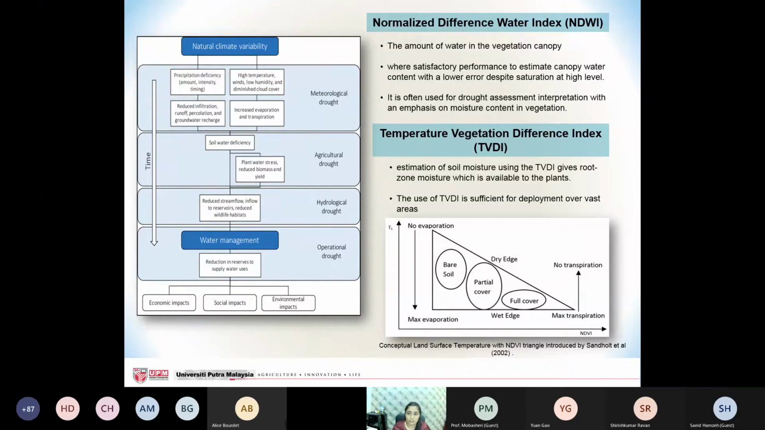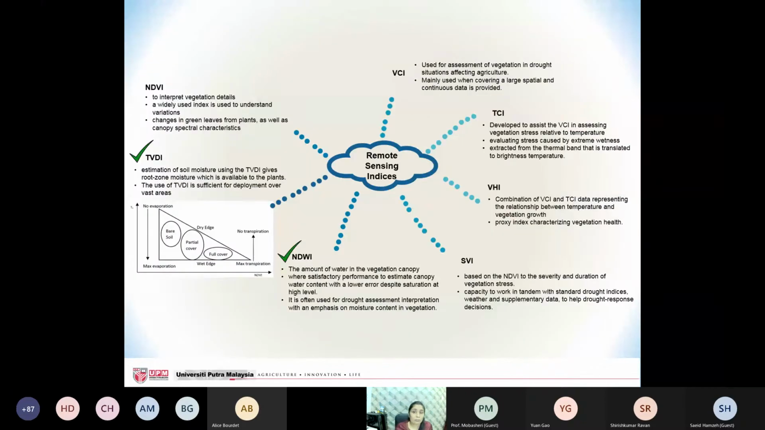When we look at the temperature vegetation difference index, the concept is a little bit more advanced. The Sandholt 2002 study came up with a very good index, the temperature vegetation index, for getting to know the root zone moisture content. This looks at the NDVI values with respect to the land surface temperature, where bare soils and partially covered and fully covered soils have this proportion embedded into the index.